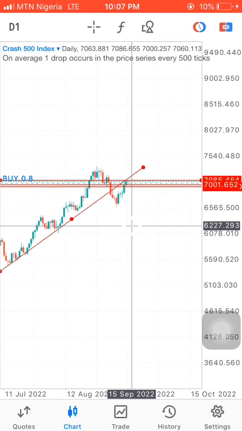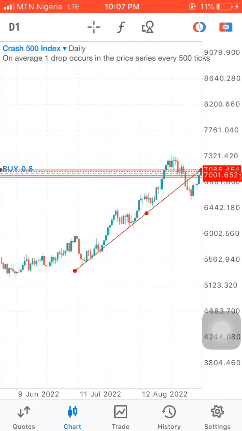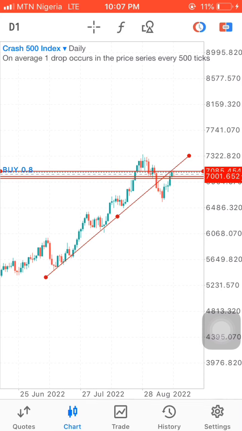The daily time frame is where I start working from. From the daily time frame, I find out where the market is going. Is it an uptrend? Is it a downtrend? Of course, if it's an uptrend on the crash, that means it's good enough to be bought. But if it's a downtrend, you know that it's good enough to be sold. So now this is crash and it's an uptrend and it's buying. It's been buying for a while now and it's very comfortable to buy.